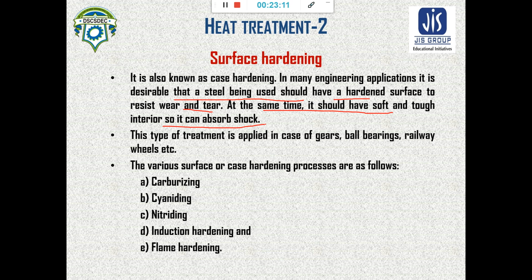In this type of critical case, when hardness is the requirement on the outer side and softness or toughness is the requirement on the inside, at that time the hardening is done on the surface only. This type of treatment can be applied in the case of gears, ball bearings, railway wheels, etc. It can be done by using carburizing, cyaniding, nitriding, and next, induction hardening and flame hardening.